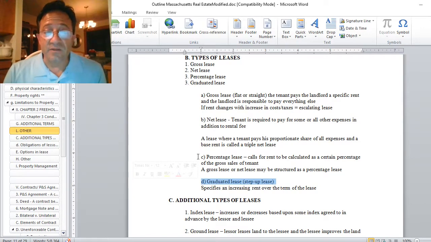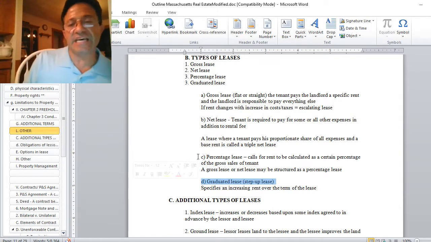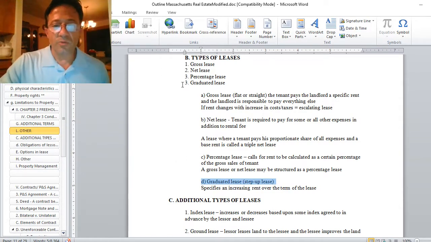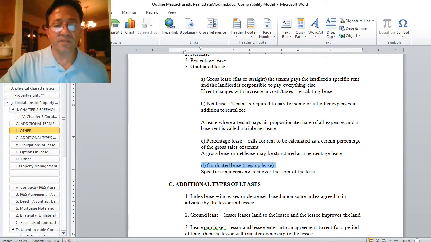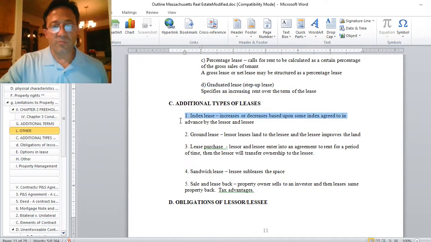So the long and short of it is the lease can have all of these provisions inside. All right, so we just learned the types of leases that are out there. This is all in Chapter 4. For those that have the book, it would be 4-4. Now, what else? There are additional types of leases, okay? And the book will go into those.